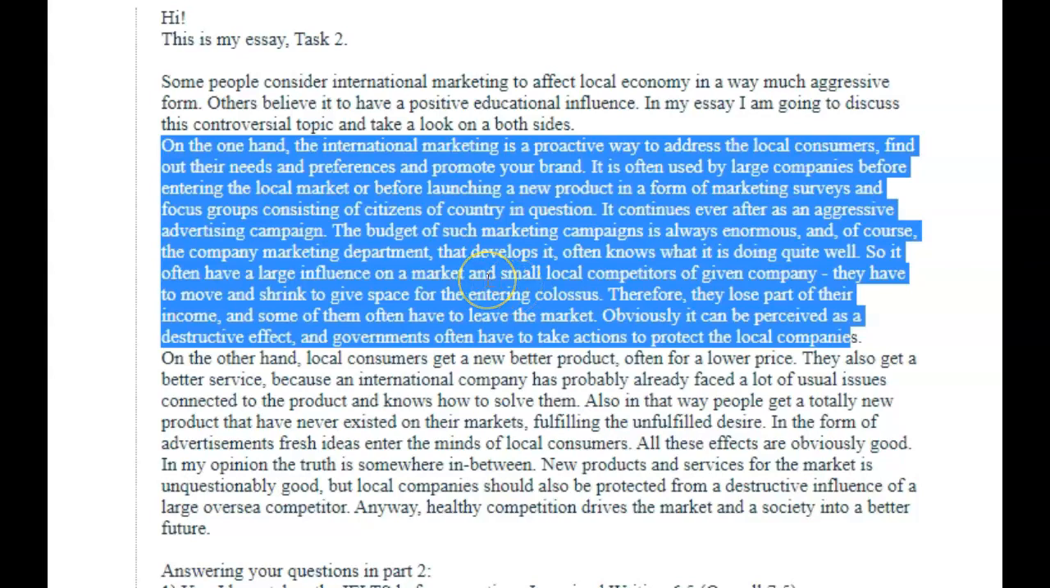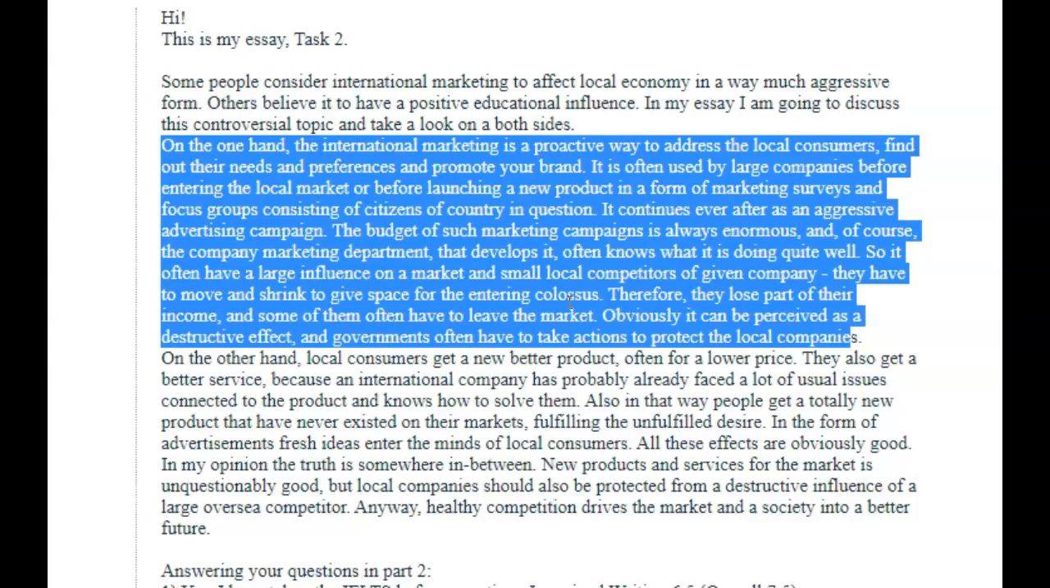Okay, I didn't see this as being about the negative side of international marketing either, where it's talking about marketing as being invasive and intrusive. Maybe I got that at the very end. You said they lose part of their income and some of them have to leave the market, but that isn't really enough to make me understand that international marketing is invasive and intrusive. So, like I said, I thought that this had some major problems in terms of both the development and the organization, the progression of your ideas. So this paragraph definitely needs some work.